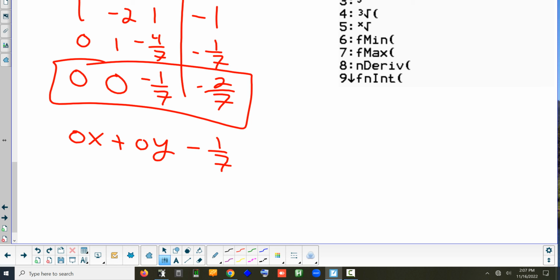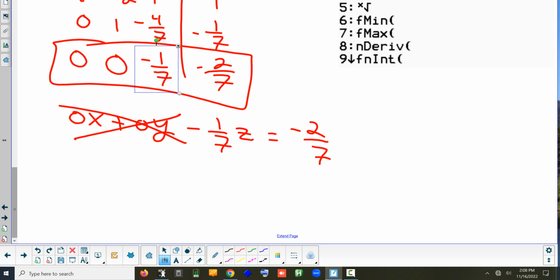Minus 1/7 equals z equals what? Negative 2/7. So we've basically created an equation where the x's are gone, the y's are gone. The only thing left is a z. Let's solve that last equation.